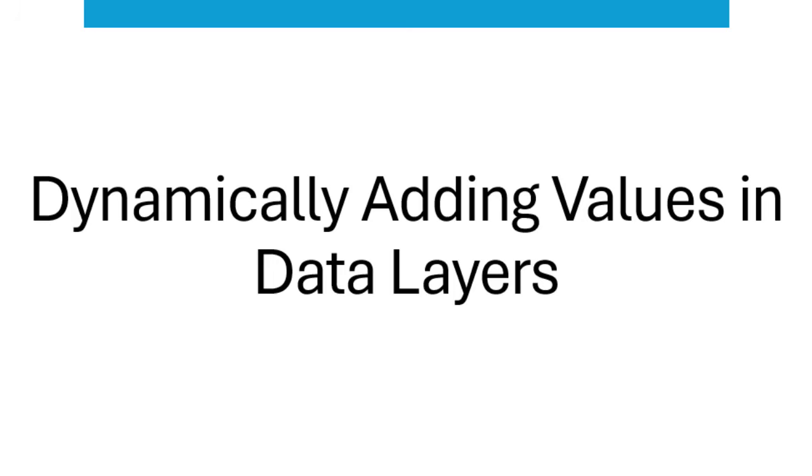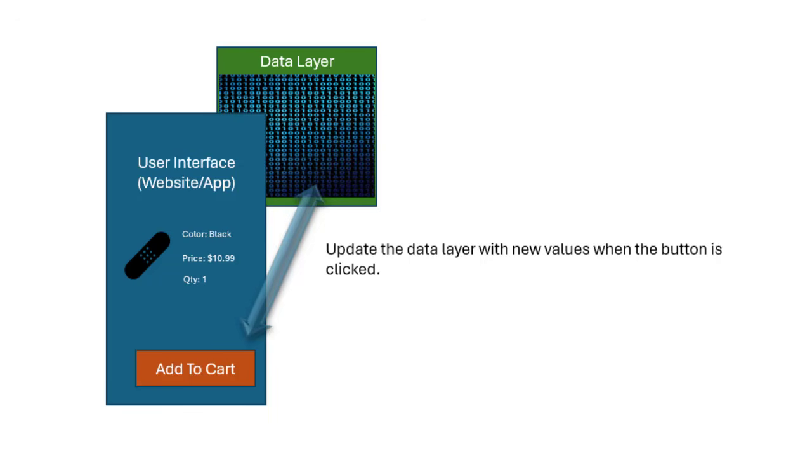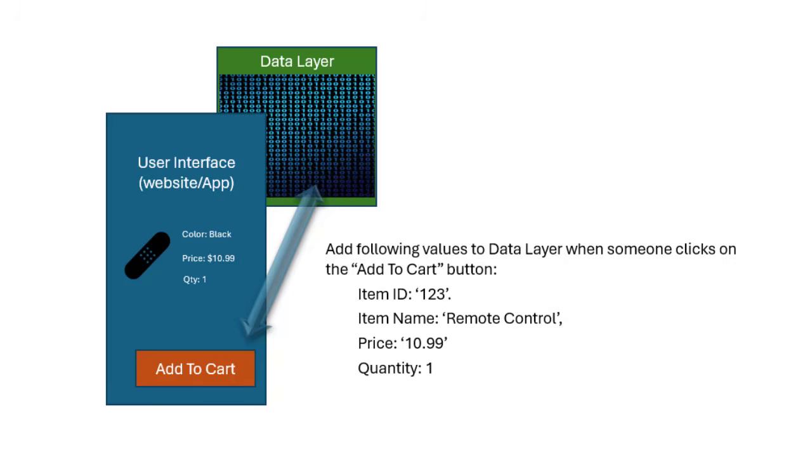So far, we looked at how the developer should code the data layer when it's available on a page. However, not every data layer can be available when a page loads. Let's take an example of an e-commerce site. In this site, when the page loads, we do not know what products the user is going to add to their cart. So whenever a user adds a product to a cart, the data layer values need to be updated with the information of the product that the user just added.